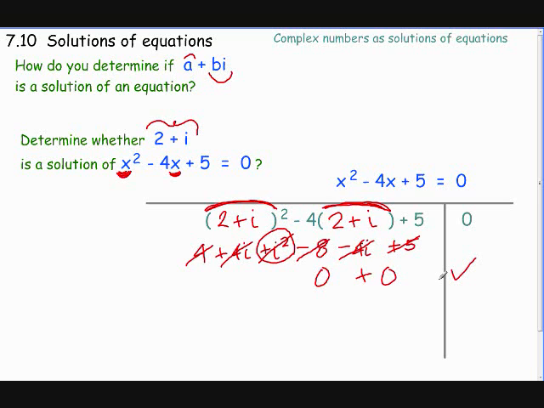Well, that certainly does equal 0. So I would say, since this equation remains true when I put in 2 plus i for its solution, that the answer to this question is yes. It is a solution for that equation.